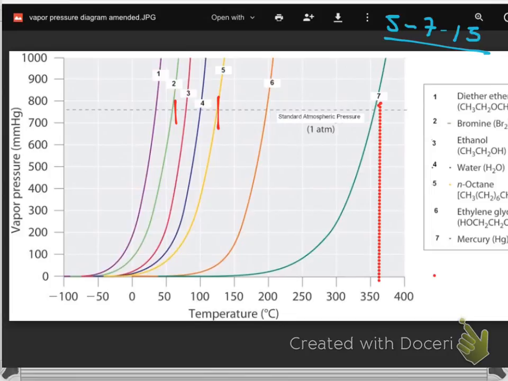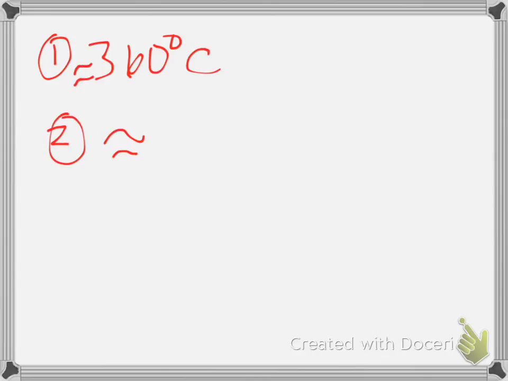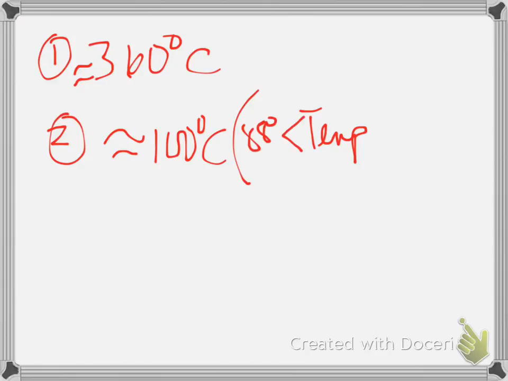The other thing that I wrote in the margin of mine: my answer for number one, I had 360 Celsius. For number two, I had about 100 Celsius, and then I made a note. Temp greater than 85 Celsius, that looks like an 88, and less than 110 Celsius. So that's another way to handle it, is to write an expression for it, like, hey, it has to be hotter than this. It shouldn't be this hot.